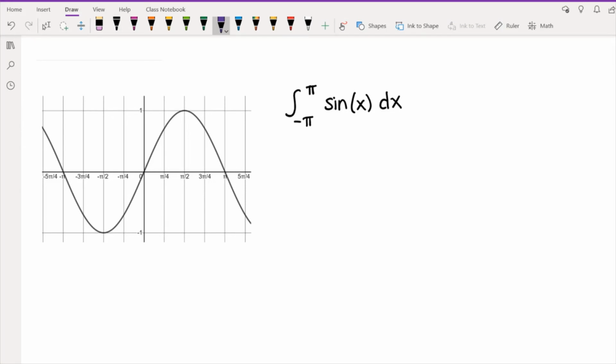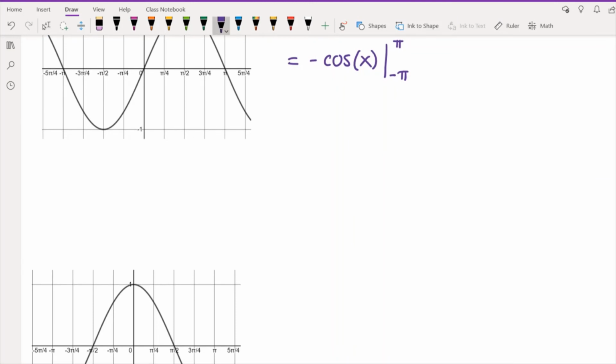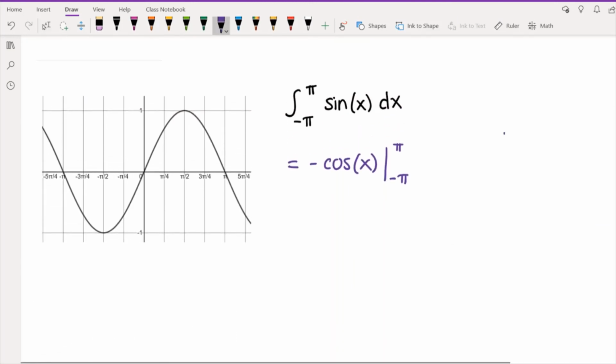So we already did something similar, right? We did the integral from 0 to pi. So we know that the antiderivative of sine of x is negative cosine of x. And this time we're evaluating that at pi and at negative pi. So let's, again, draw the unit circle. Maybe I'll just draw it here to figure out what cosine of pi and negative pi are.